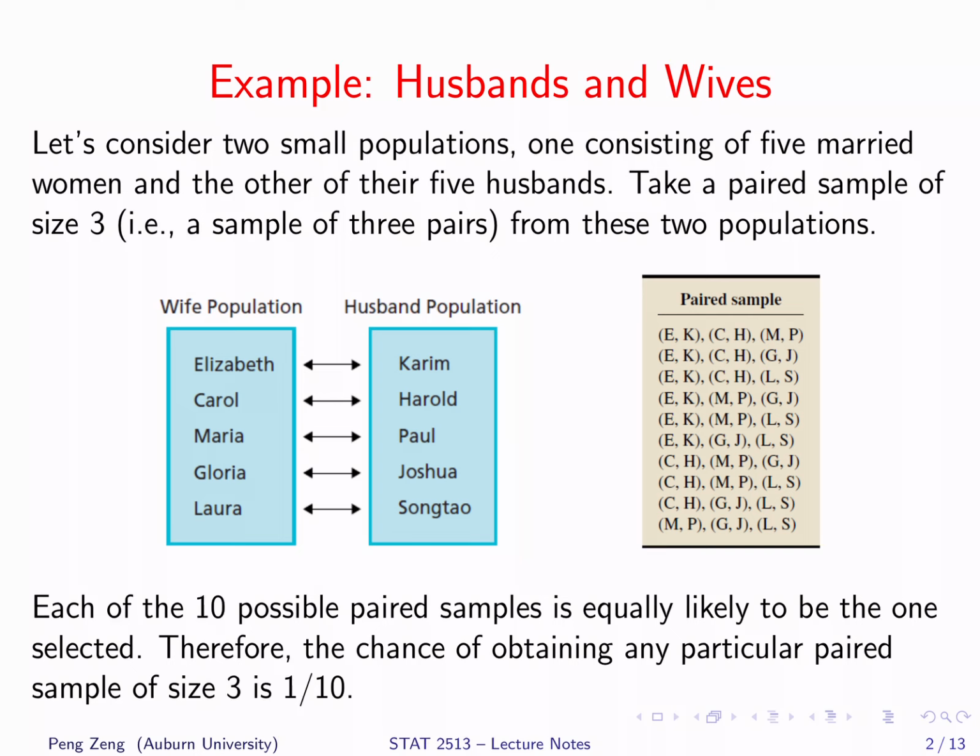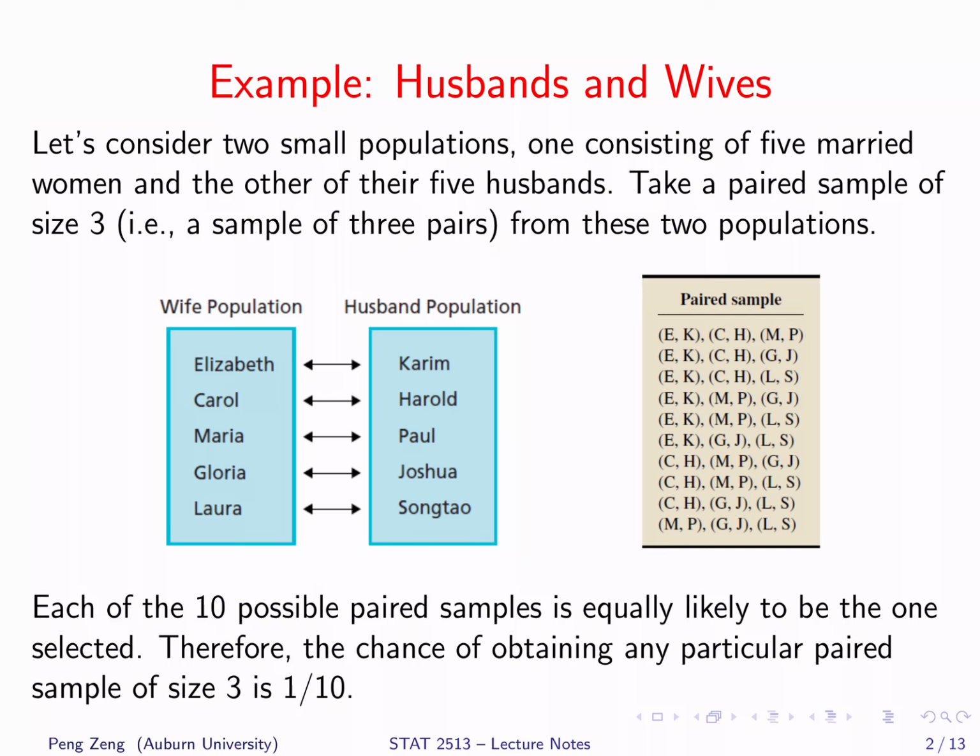Here, we also have two populations. However, each subject in one population exactly corresponds to one subject in the other population. This is why we say paired, and this is the major difference from the independent samples.